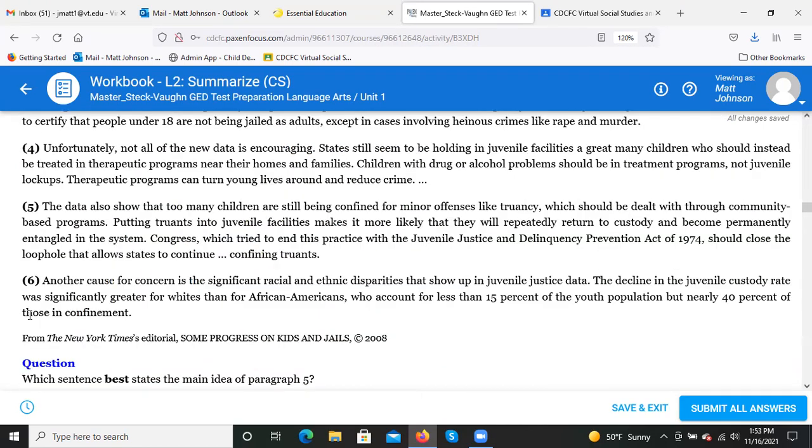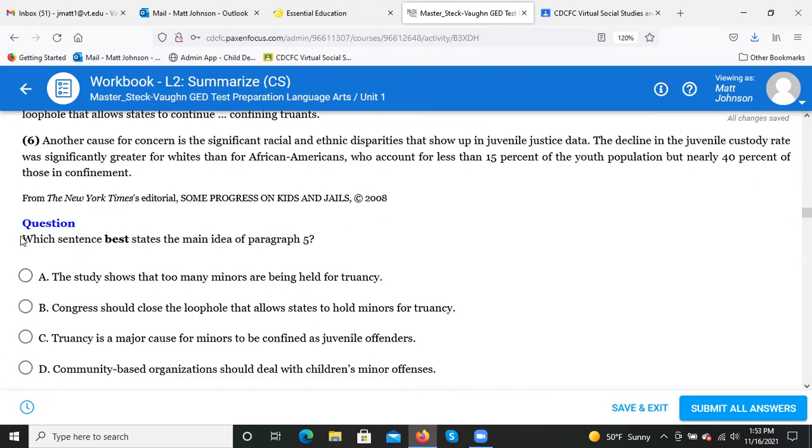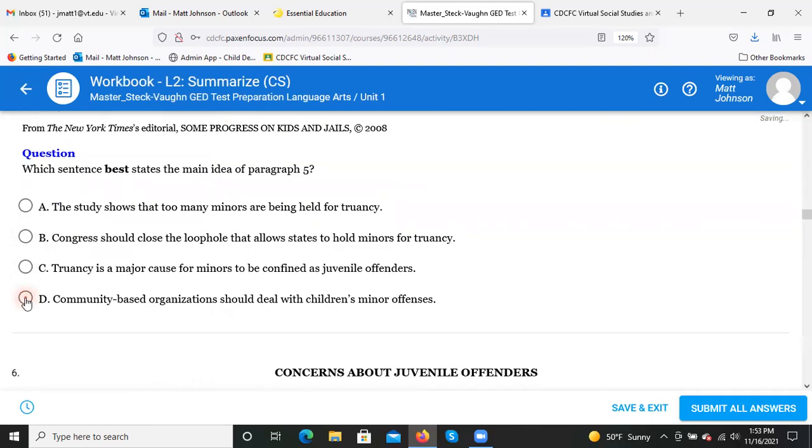So paragraph 5. D? It is D, right? And we see at the top, data shows that too many children are still being confined for minor offenses like truancy, which should be dealt with through community-based programs. At the end, Congress, which tried to end this practice with the Juvenile Justice and Delinquency Prevention Act of 1974, should close the loophole that allows states to continue confining truants. And then D, right? Community-based organizations should deal with children's minor offenses.